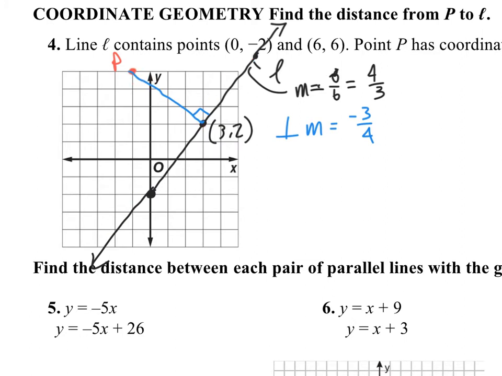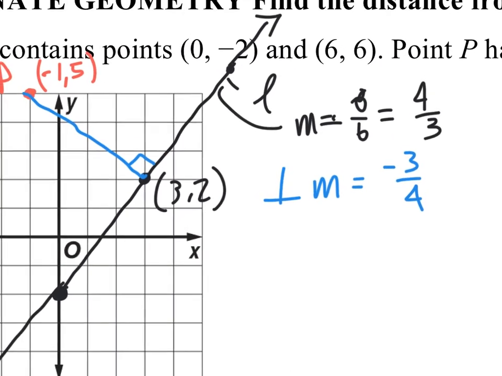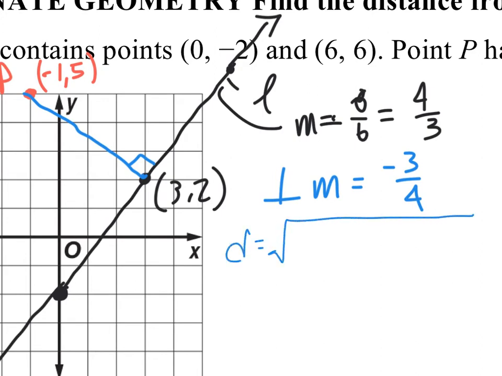So I know that this is the point negative 1, 5. Okay? And I want to calculate the distance between those 2 points. So I'm going to zoom in here so I can write a little bit neater. The distance that I'm looking for is equal to the square root of, okay, so now I want to do y sub 1 minus y sub 2, I'm sorry, y sub 2 minus y sub 1, doesn't really matter.